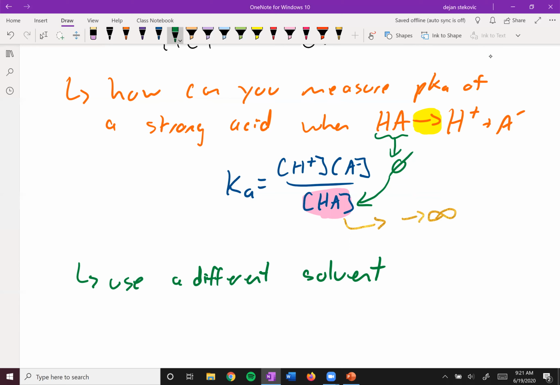However, what happens when you add two acids together? Which one of them is going to act as an acid and which one is going to act as a base, right? It depends on their strengths.